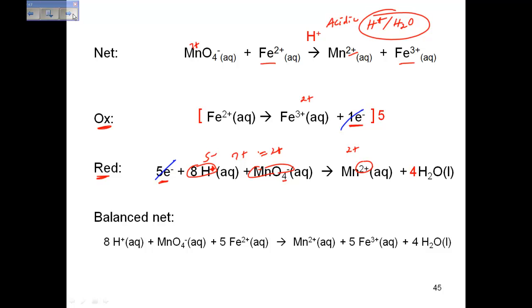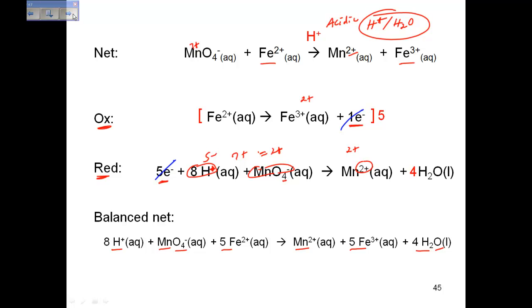Let's check it though. Let's make sure it's right. If I did do things right, then all my atoms should be balanced and all my charges should be balanced. I see that I have 8 hydrogens. I see I got 1 manganese. I see I have 4 oxygens. And I see I have 5 irons. So all my atoms are balanced.